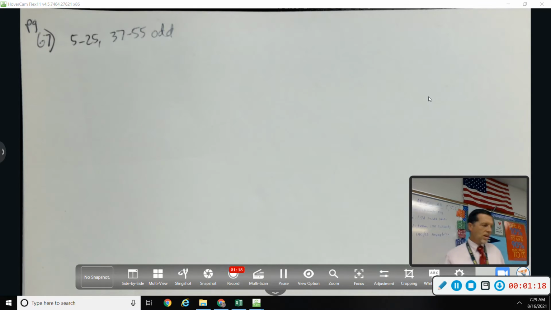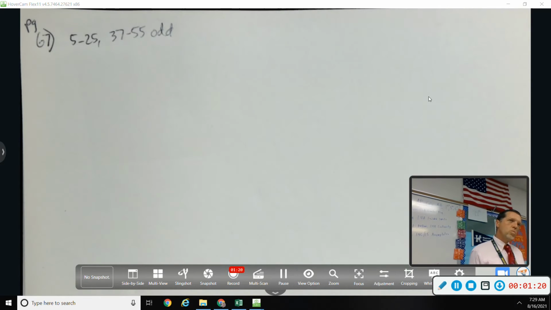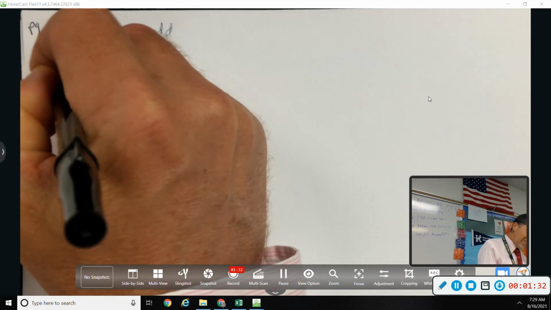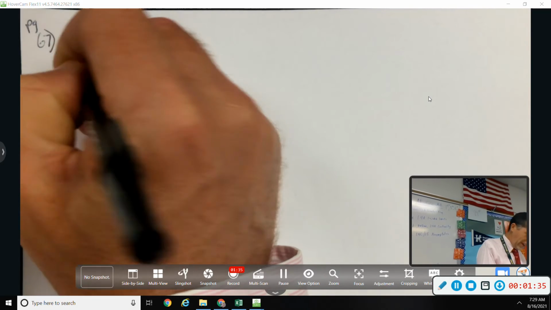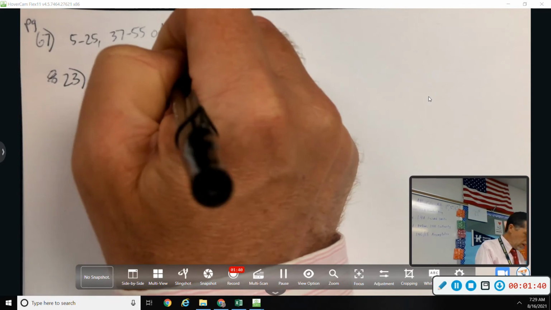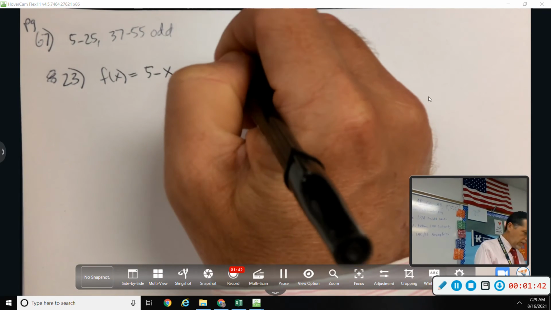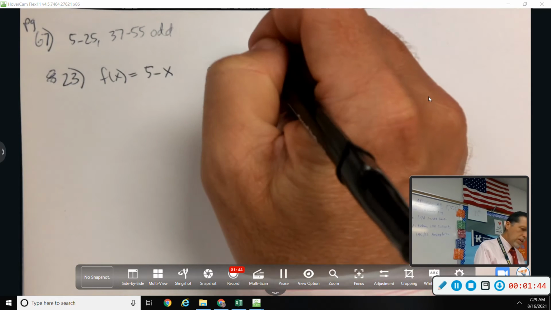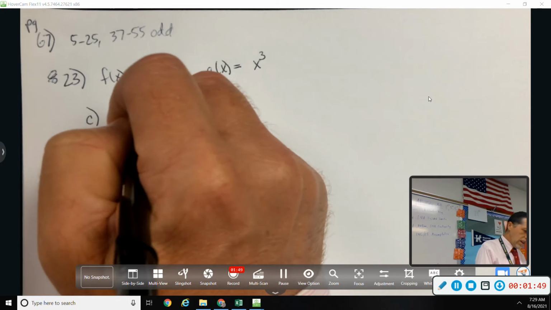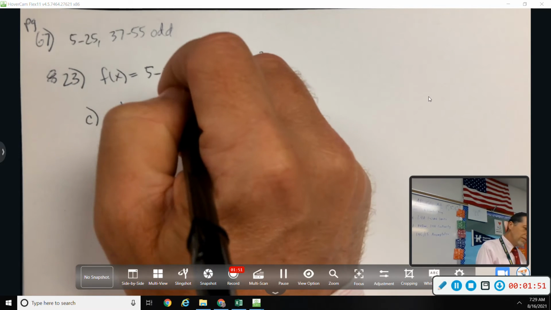Well, I was just wondering, on 23 or like 25, the C question. I forgot that algebra. Yeah, just straight up, what does that algebra mean? All right, f of x is, we'll do 23. 5 minus x, g of x is x cubed. And then part C, it's got that composite function thing going on.